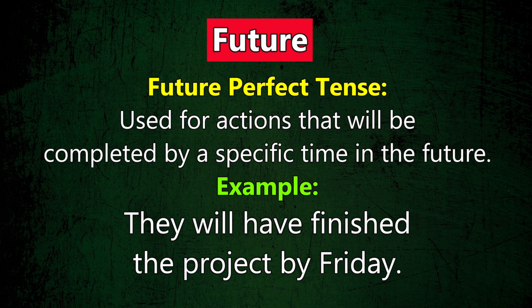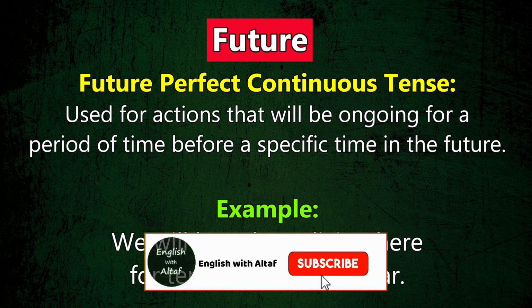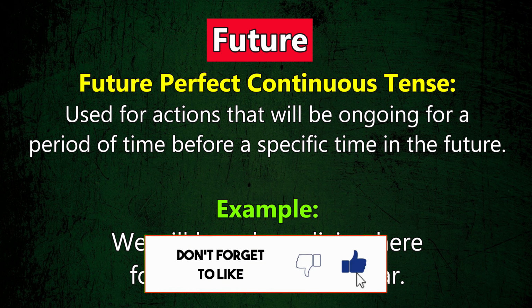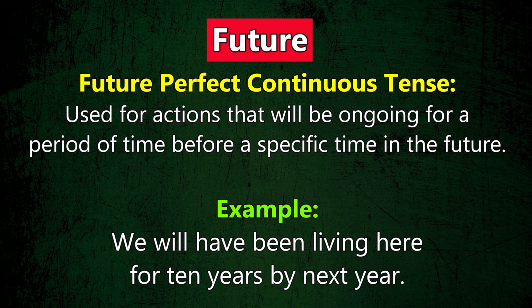Future perfect tense. Used for actions that will be completed by a specific time in the future. Example: They will have finished the project by Friday. Future perfect continuous tense. Used for actions that will be ongoing for a period of time before a specific time in the future. Example: We will have been living here for 10 years by next year.